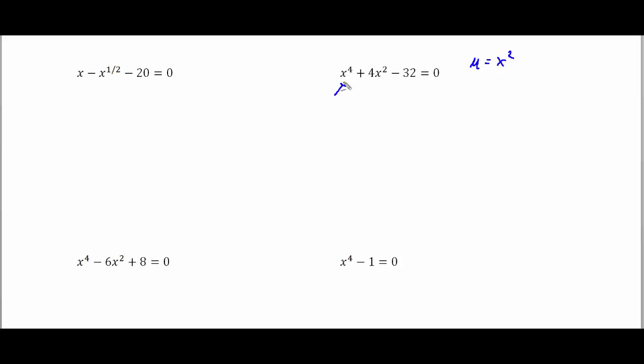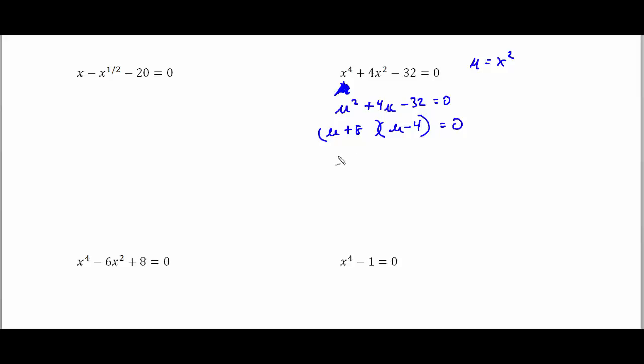What this is going to give me is u squared plus 4u minus 32 equals 0. And I can factor this. I can think of two numbers that multiply to make negative 32 and add to make 4. That's u plus 8 and u minus 4, right? Because 8 times negative 4 is negative 32, and added together they make positive 4, equals 0.